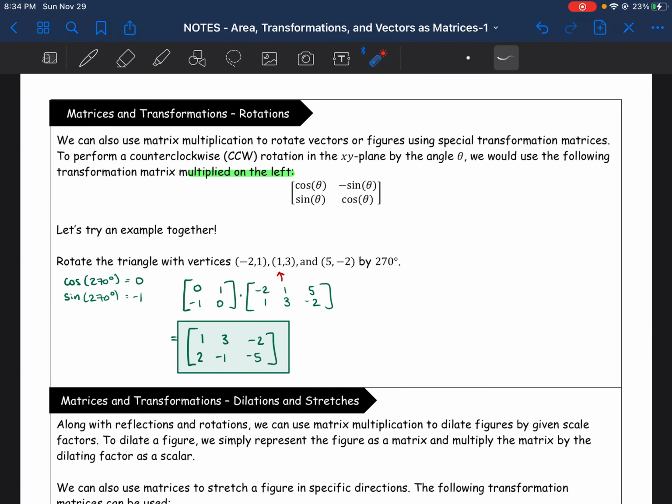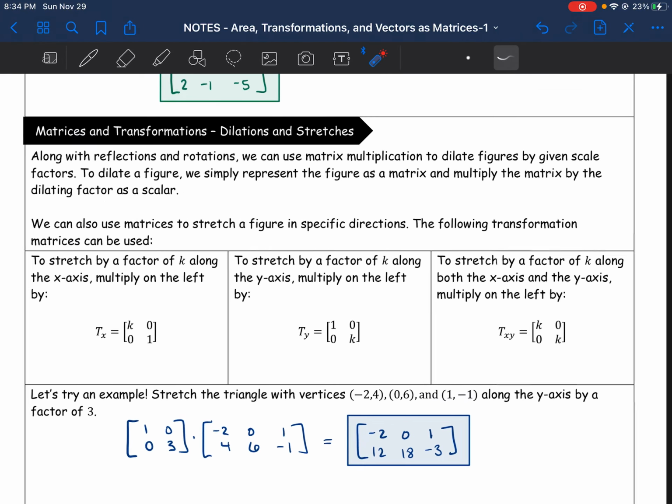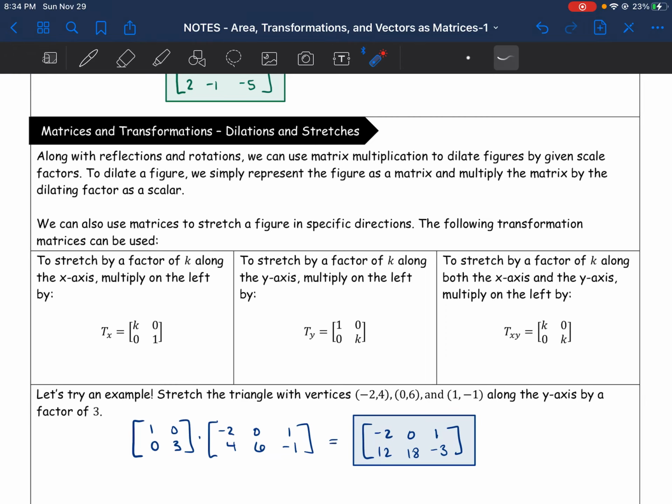Okay, so we've talked about translations, reflections, and now rotations. Let's now look at dilations and stretches. So, along with reflections and rotations, we're going to use matrix multiplication to dilate figures by given scale factors. To dilate a figure, we simply represent the figure as a matrix and multiply the matrix by the dilating factor as a scalar. And we saw that when multiplying a matrix by a scalar, we simply take that scalar factor and we can distribute it into the matrix.